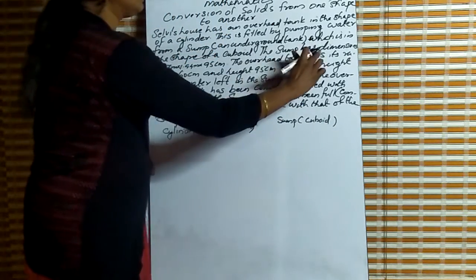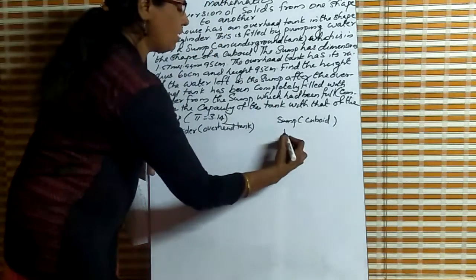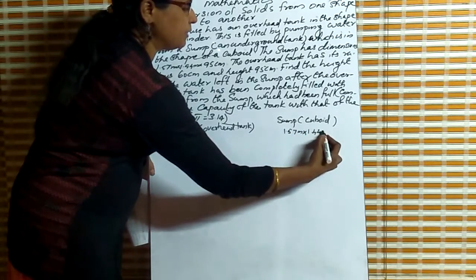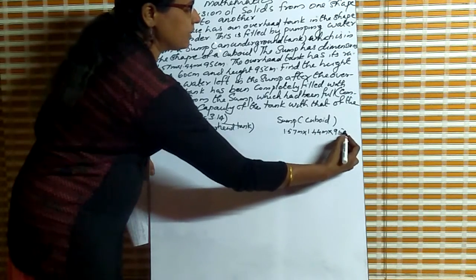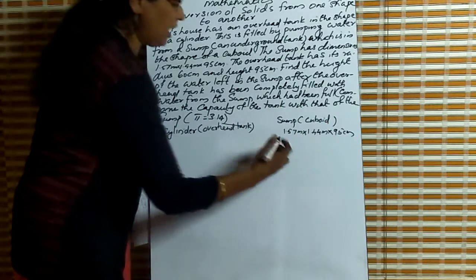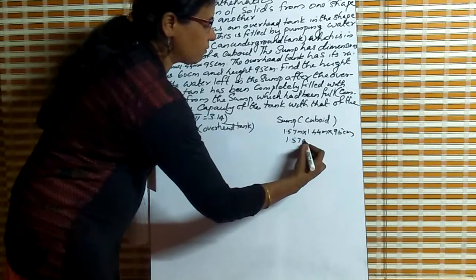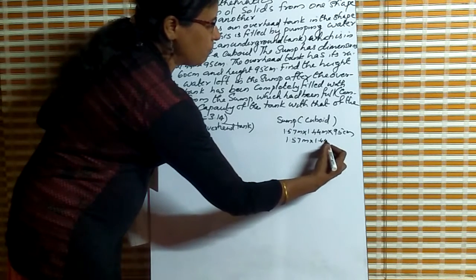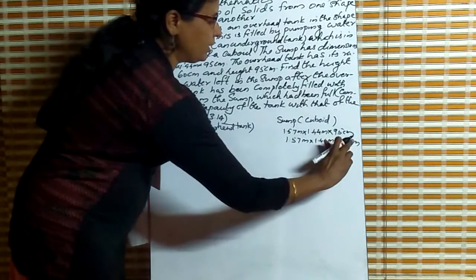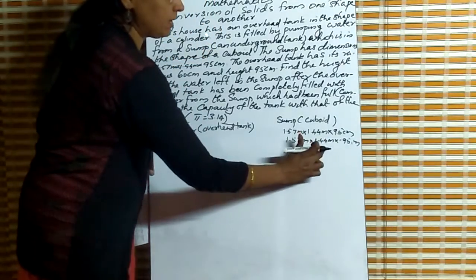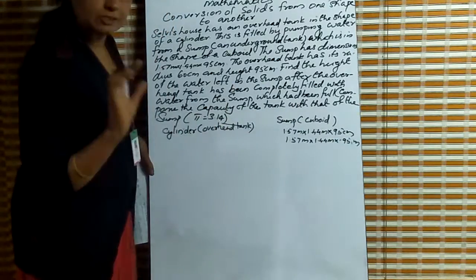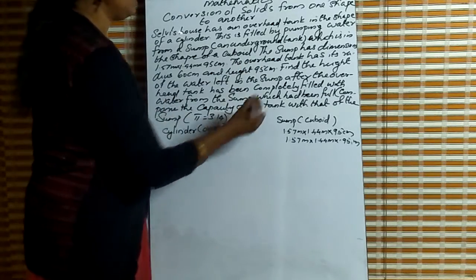Then the sump has dimensions 1.57 meter into 1.44 meter into 95 centimeter. Here two measurements are in meters and one is in centimeter. We have to convert that centimeter into meter. 1.57 meter into 1.44 meter into 0.95 meter means length, breadth, height. Sump, the length, breadth, height of sump. Sump is in the shape of a cuboid.